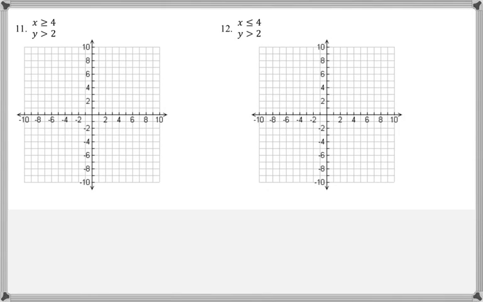Questions 11 and 12 are the same two lines, but the shading is going to be different. So let me graph the lines. It's a vertical line through 4 and a dashed horizontal line through 2.